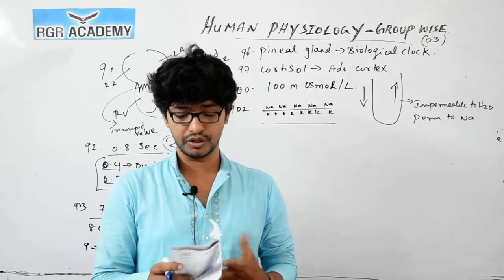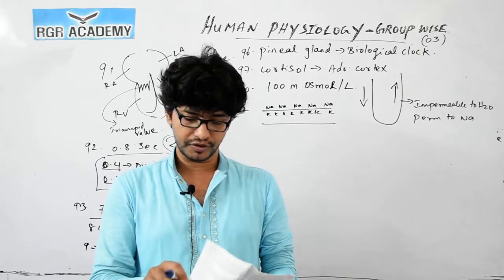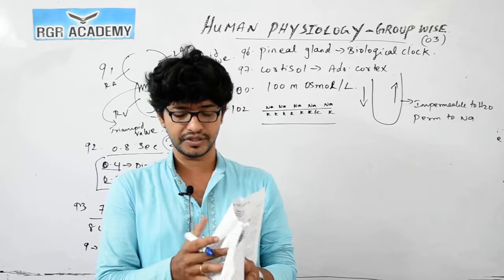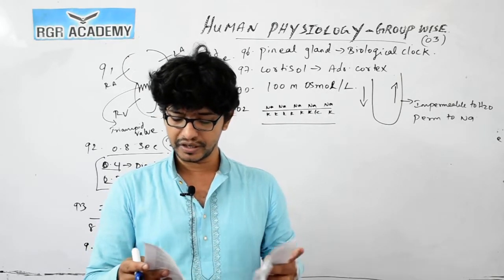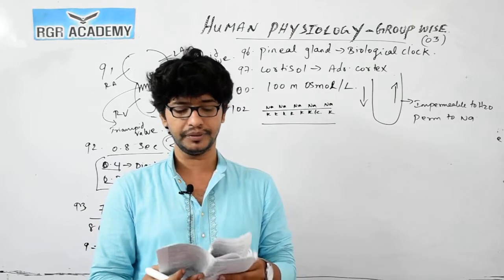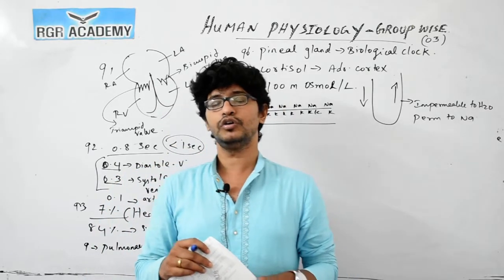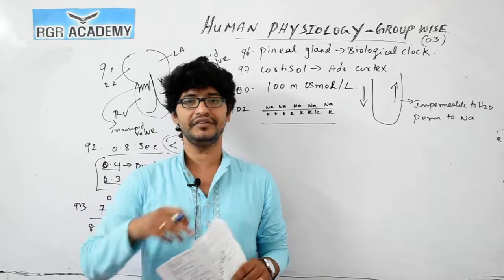Question number 104. What does this question say? The innermost layer of the human eye. When you talk about the layers, we have the sclerotic coat, the choroid coat, and the innermost layer, which we call the retina.